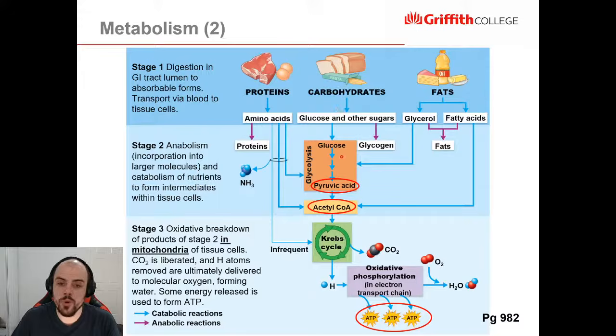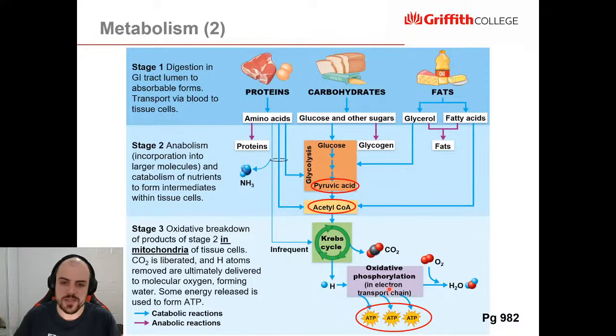We then move that pyruvate, these fatty acids, or these amino acids into the Krebs cycle, also known as the citric acid cycle. And the last stage is oxidative phosphorylation, which is basically where we convert all of that into ATP, adenosine triphosphate. And that is our energy. That's what we use to fuel and power our body.